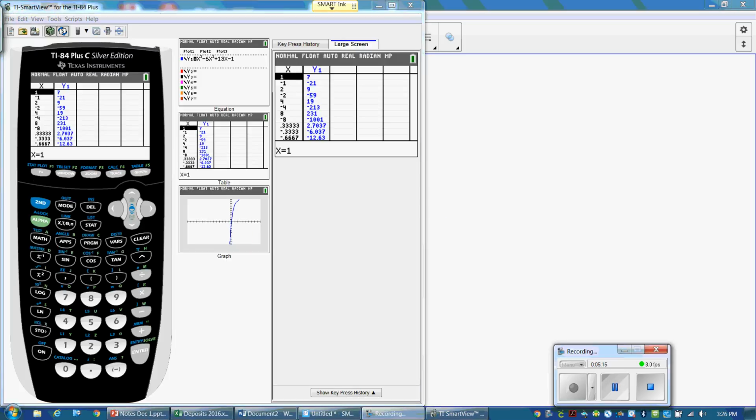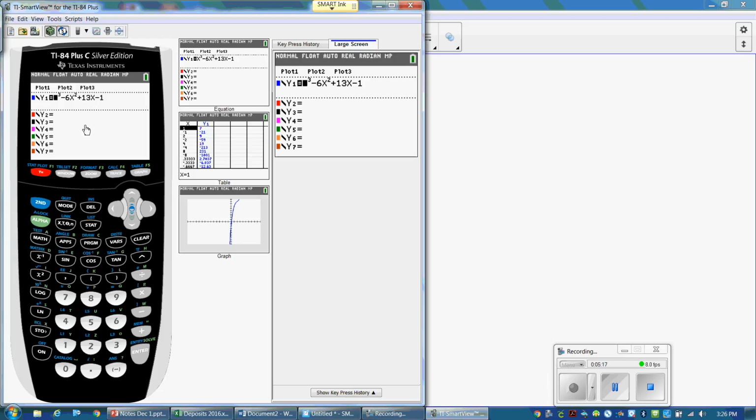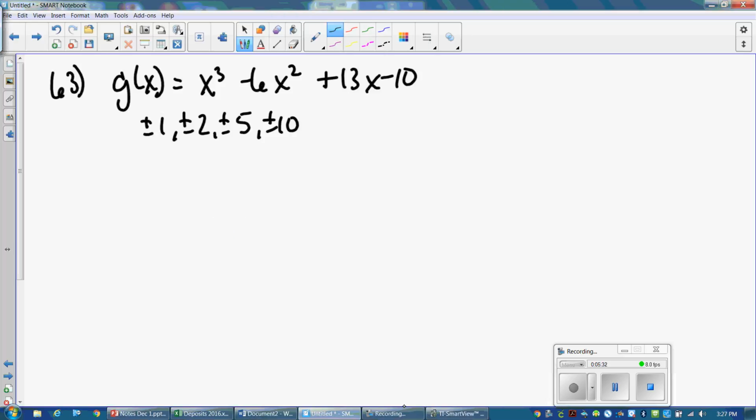All right, sorry about that. I got distracted for a second. So x cubed minus 6x squared plus 13x, it should be minus 10. And somehow or another I got away from here before 10. Is that right? Okay.